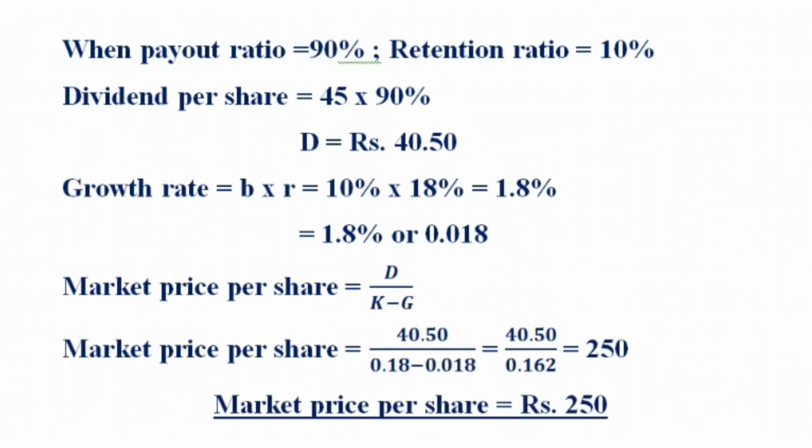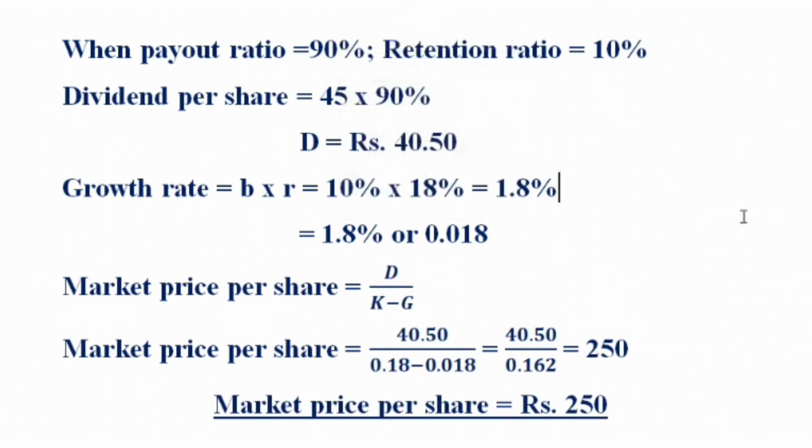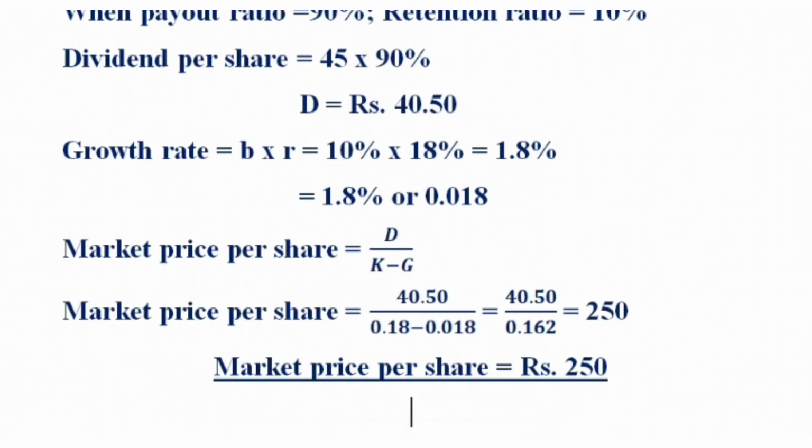So for all the payout ratios, whatever the declaration of the payout ratio, we are deriving the same market prices. For 30%, for 60% and for 90%, we are deriving the same market prices. So if the firm is a normal firm, you can declare any payout ratio. It will not affect your market prices. You will derive the same market prices.